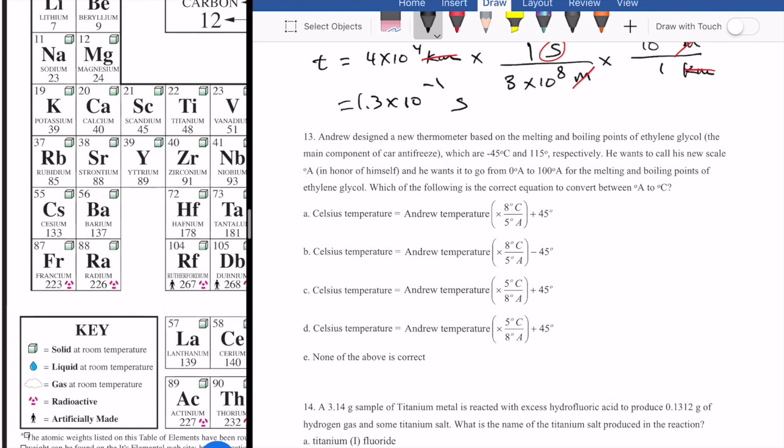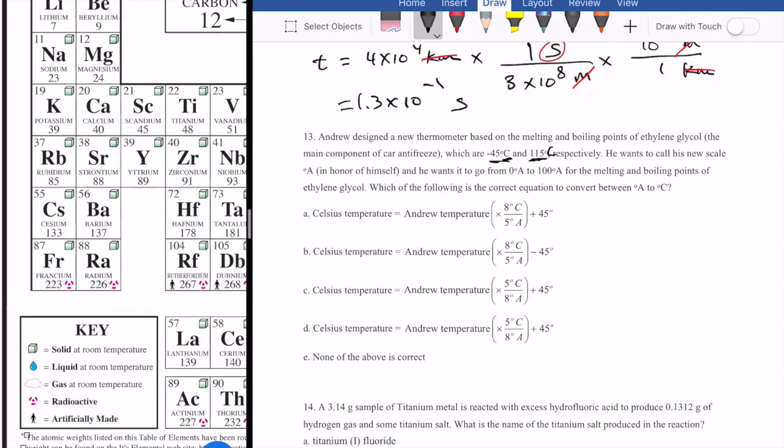Okay, now let's look at number 13 in sample exam 1, Chem 11. And this one is on the conversion between two temperature scales, right? And so this particular one says there's a new thermometer that's based on the melting and boiling points of ethylene glycol. And those values are negative 45 and 115 in degrees Celsius.